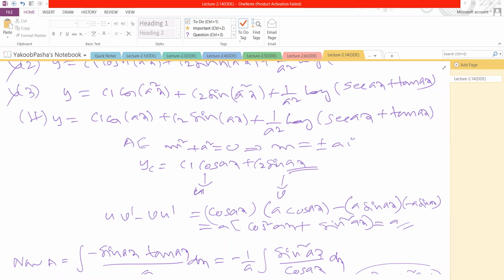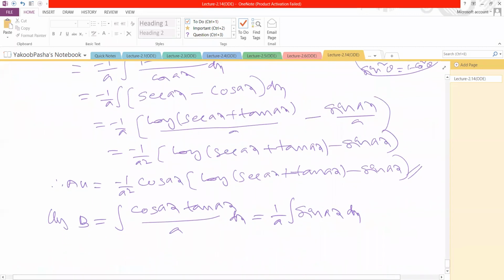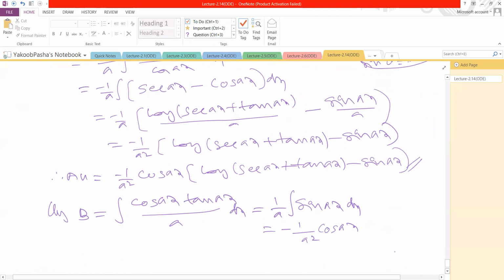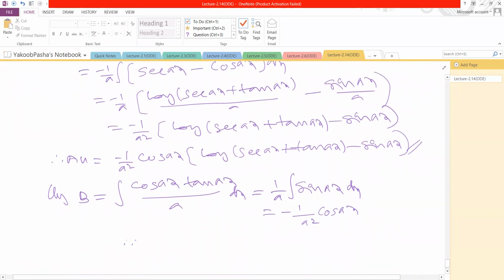Now, this is equal to the integration of sin ax. That is minus 1 by A square cos ax, where A is A square. This is the B value, so we can multiply with the B. So BV is equal to minus 1 by A square AU plus BV.